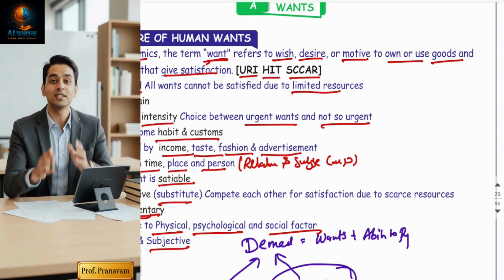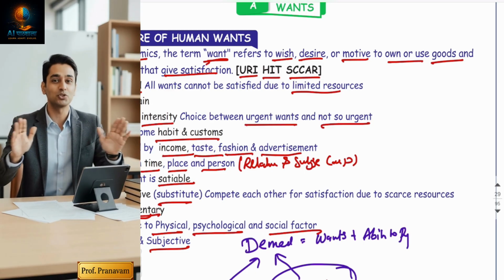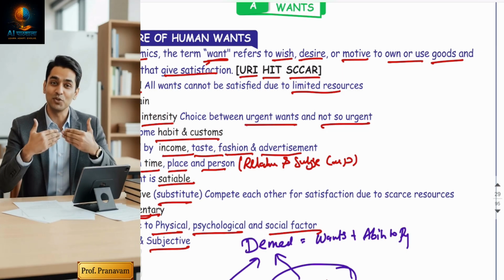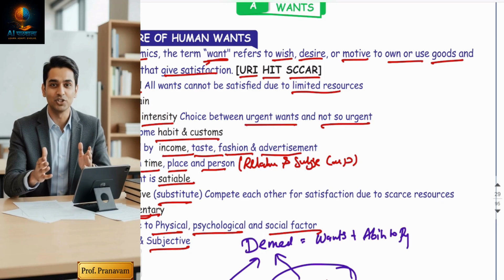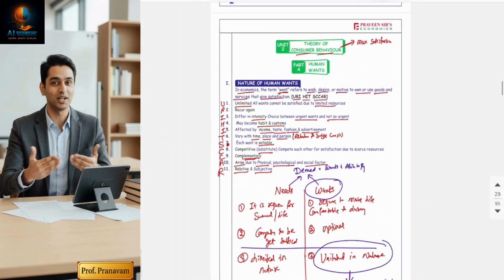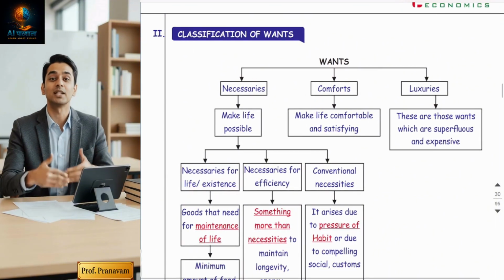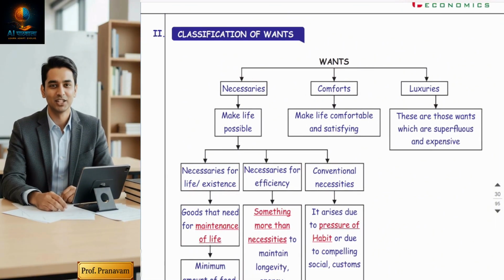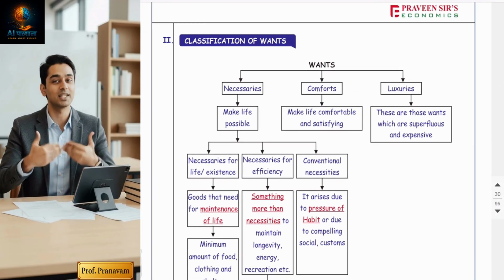Then T is done. S: each want is satiable. C and C: wants are substitute, that is competitive, and complementary. A: wants arise due to physical need, psychological need, and social factors. It is done. So one part is done, guys. So easy. Now, next. Classification of wants.